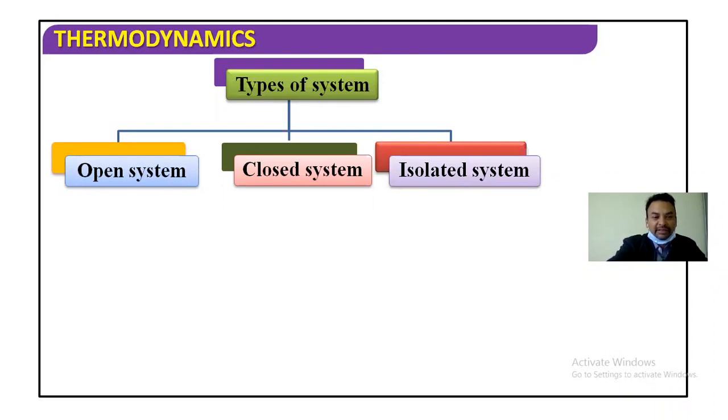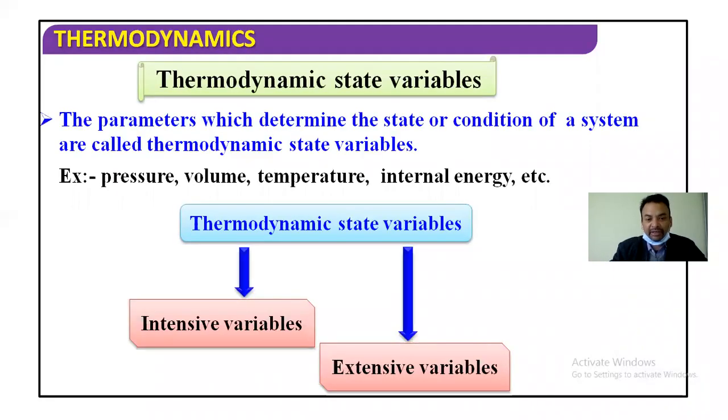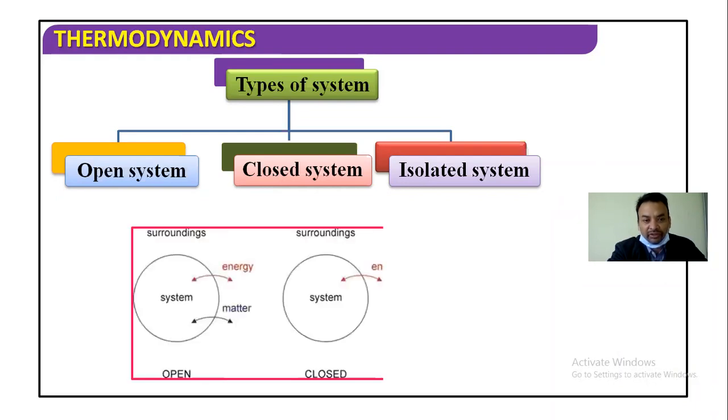Before extensive or intensive variables, in our slide, we are given the type of system. Intensive and extensive variables will be defined in a later slide. In my slide, type of system is first given, so I will take type of system first. A system can be categorized into three types: open system, closed system, and isolated system.